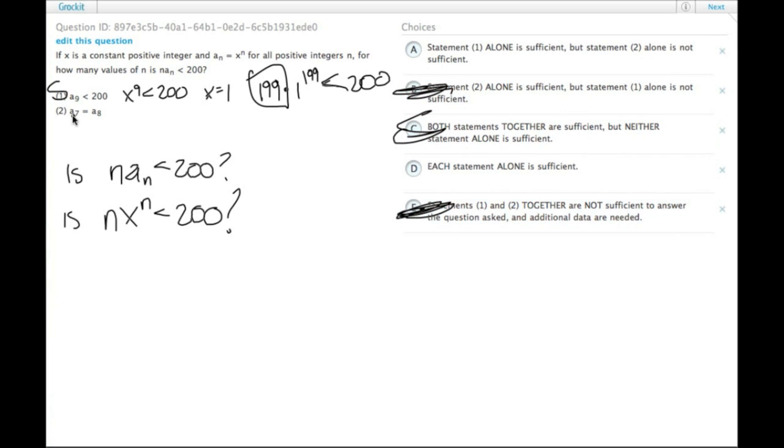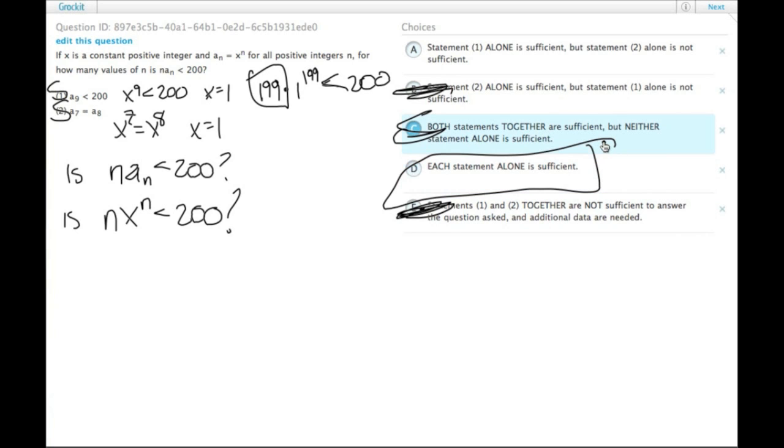Statement 2 tells us a sub 7 equals a sub 8, which means that x to the 7th power equals x to the 8th power. The only way that's true is if x equals 1, and we have arrived at the same conclusion, namely that the highest possible number of values for n, where this thing is less than 200, is 199. So statement 2 is also sufficient. Answer choice D.